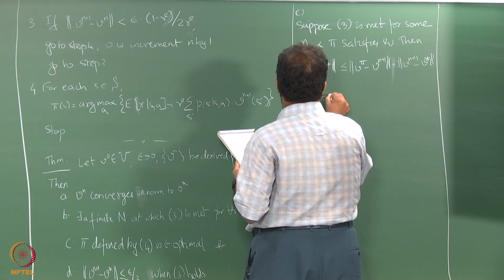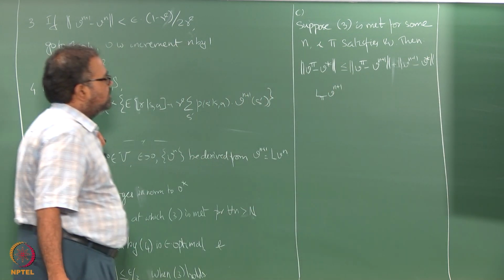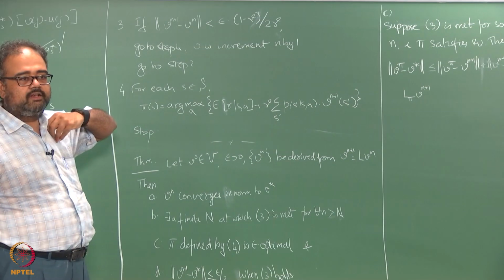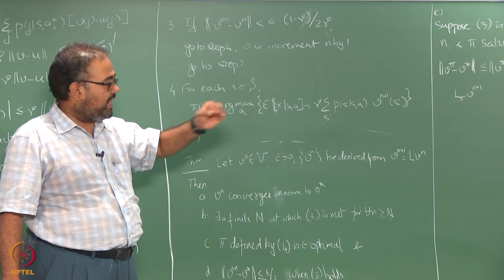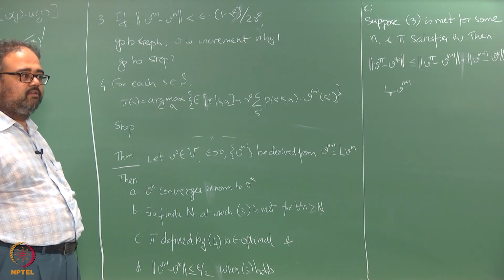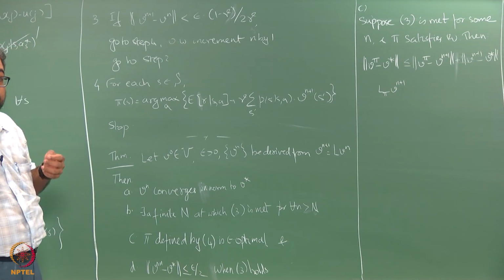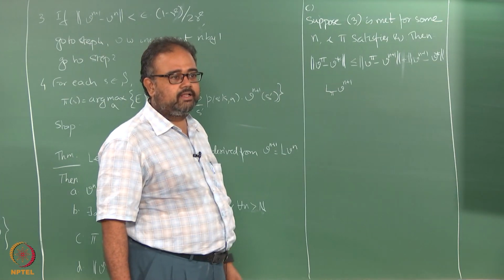So let us look at L pi. Say I want L pi to act on Vn plus 1. So what will be L pi acting on Vn plus 1? What is the metric space of L pi? L pi is the operator corresponding to the Bellman equation for pi, right?